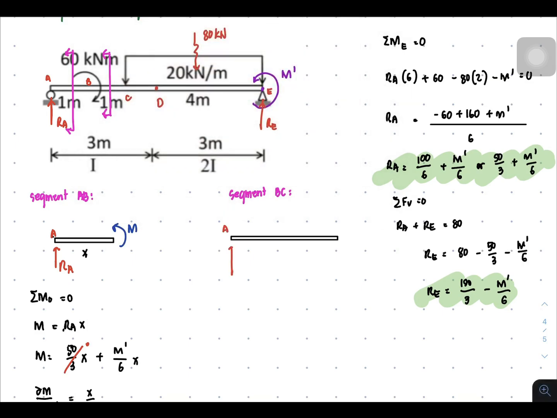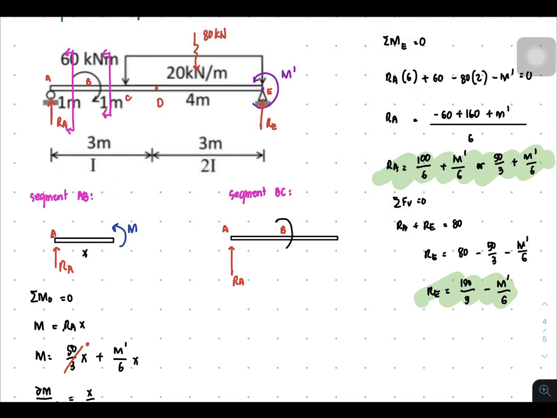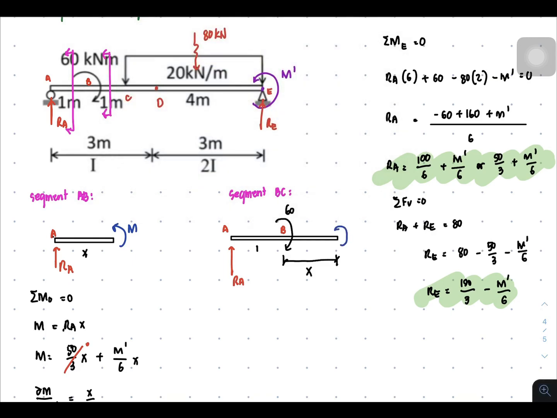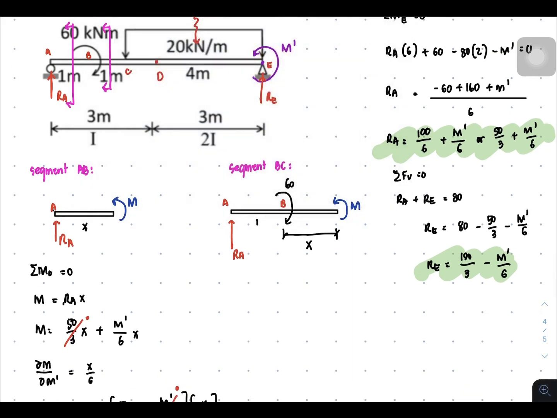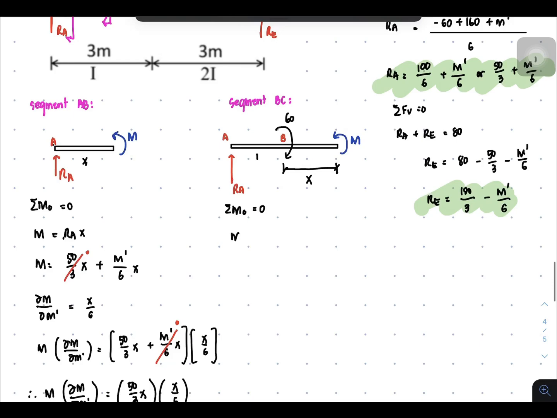From A, there is RA, and then from B, there is a 60 rotational load, and the distance from A to B is 1 meter, and the distance from B to the point of cutting, it's no longer 1 but rather x function. And do not forget, at the point of cutting, we're gonna place m. In this case, we are now ready to formulate the equation. Summation of moment at the point of cutting equal to 0.